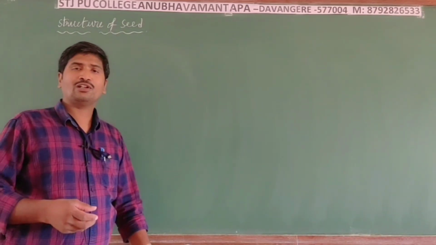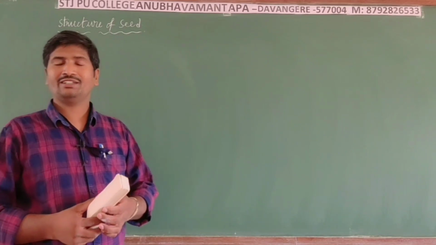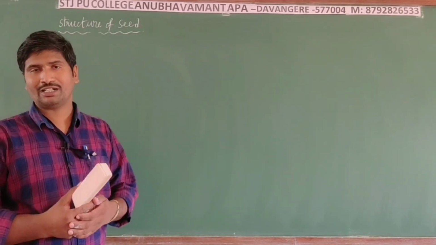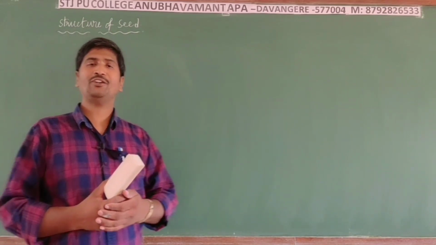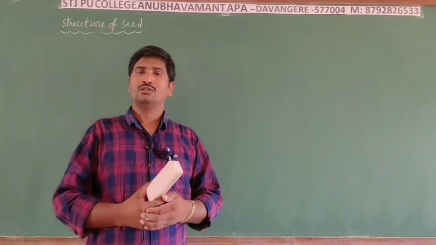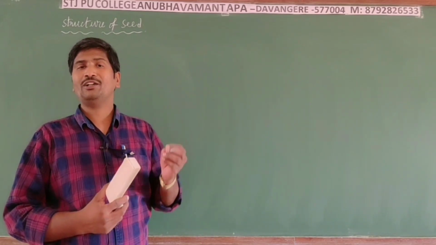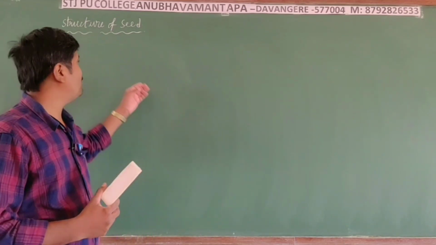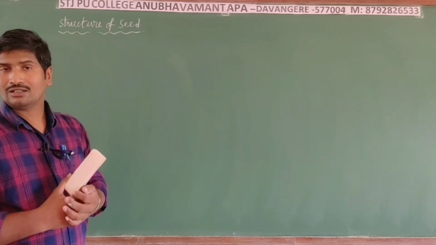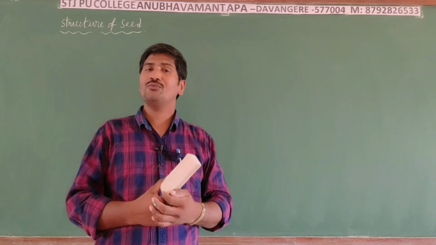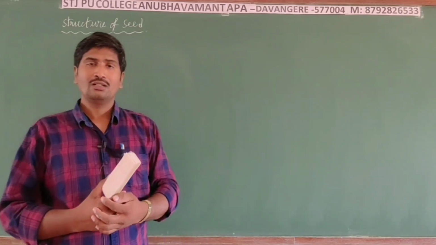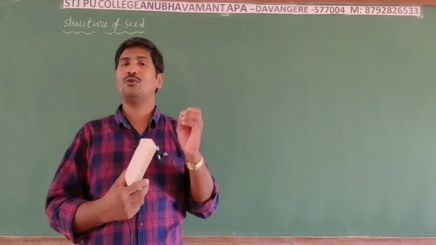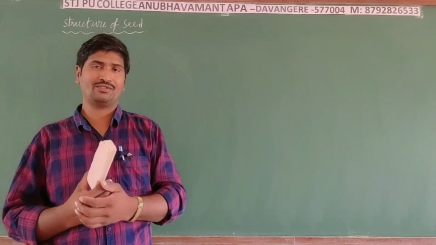The seed is also one of the main events in the fruit fertilization. What are the main events of fertilization? One is the development of the endosperm. Second one is the development of the embryo. And the third one is the maturation of ovules into the seed. And the fourth one is the maturation of ovary into the fruit. Collectively these four events are known as the post-fertilization events.